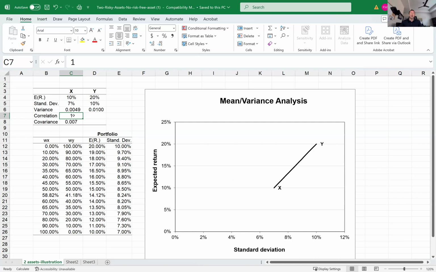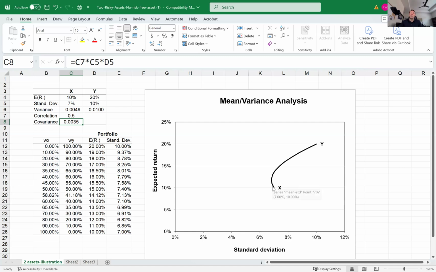So let's change the correlation from 1 to 0.5. Okay, so let's make the correlation here equal to 0.5. Okay, we'll do that. And we see now we have got a bend. Okay, in this, it's got a curve to it, and it is the geometric shape of a hyperbola. And if you noticed, the expected returns did not change at all because all of these expected returns don't involve correlation.